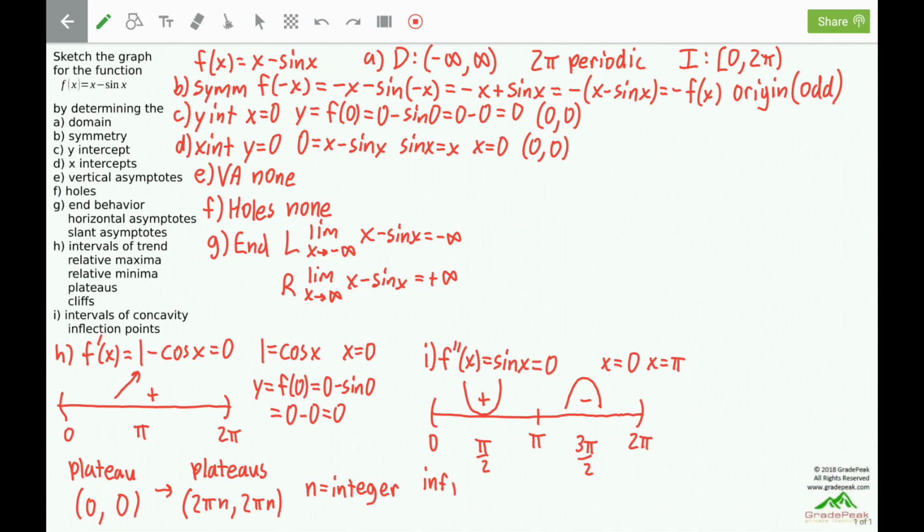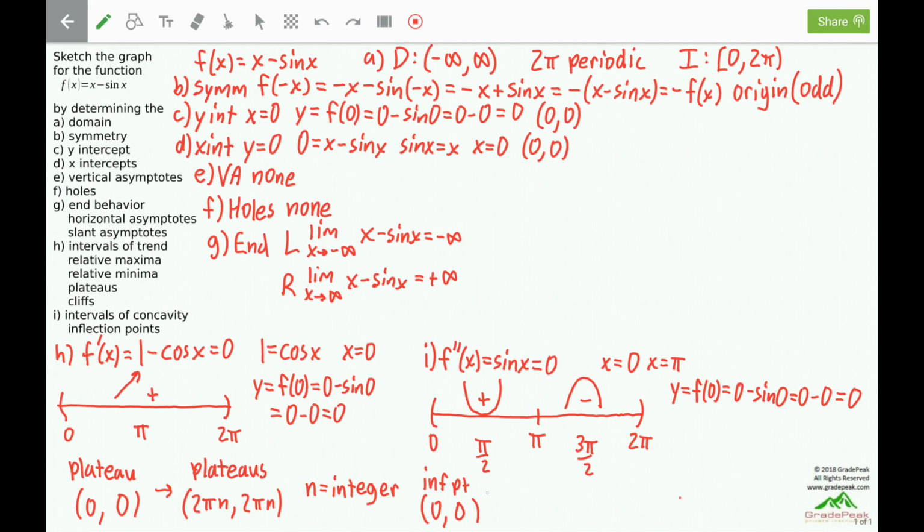So we have an inflection point at an x-coordinate of 0 and a corresponding y-coordinate that can be found by plugging the x-coordinate back into the original function. So y equals f of 0, which is 0 minus sine 0. Sine of 0 is a 0. 0 minus 0 is 0. So we have an inflection point at 0, 0.